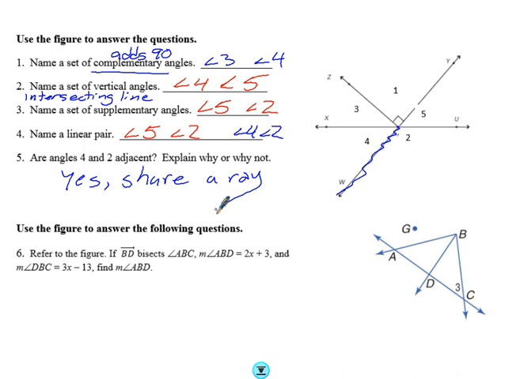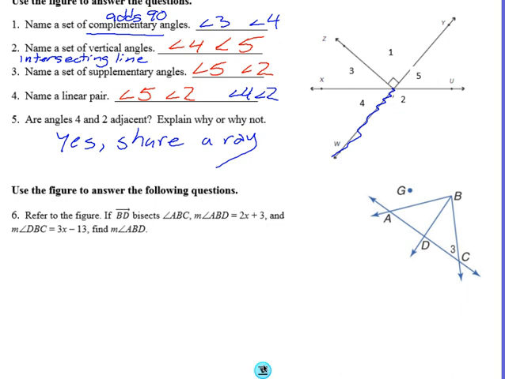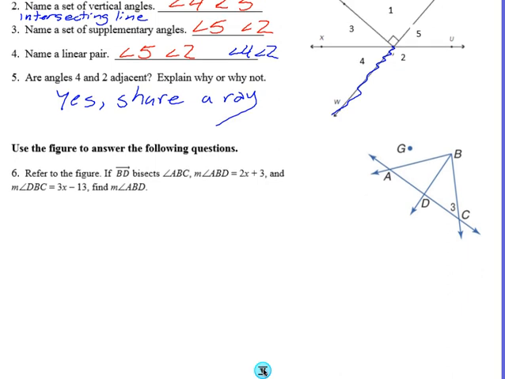Alright, next question here involves a little bit of angle bisecting and a little bit of algebra. So if I have this angle here, it says BD bisects, and remember, bisects means cut in half, angle ABC. So this is cutting angle ABC in half, and then it says angle ABD is 2x plus 3. So ABD is this angle here. And then we're told that DBC is this angle here, is equal to 3x minus 13. And so we want to find the measure of angle ABD.